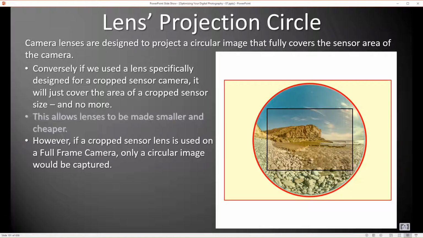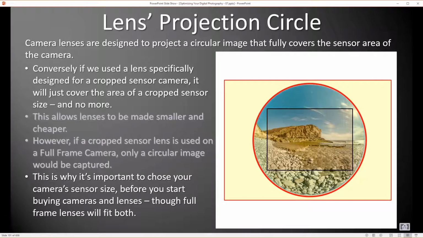Now then, if we decide to use that lens with a full frame sensor, which is this area here, all we'll get is a circular image, because there's no image created by the lens to fill all the rest of the sensor area. Okay, so crop sensor lenses cannot be used effectively on full frame cameras. So when you're starting off with your camera system, you maybe need to bear in mind the type of cameras you're going to use in the future as to what lenses you actually buy.